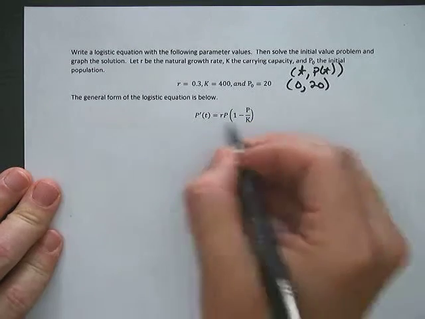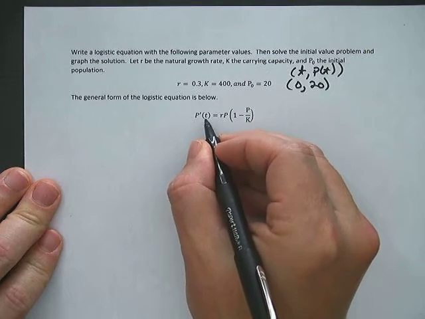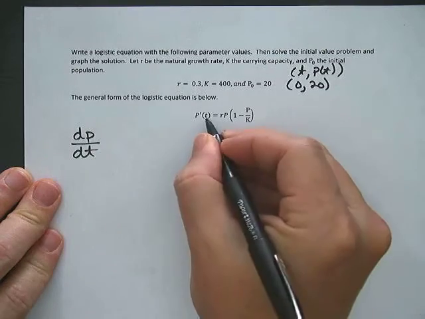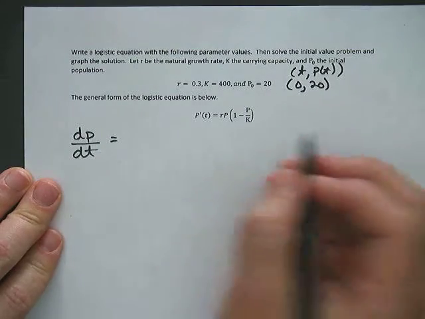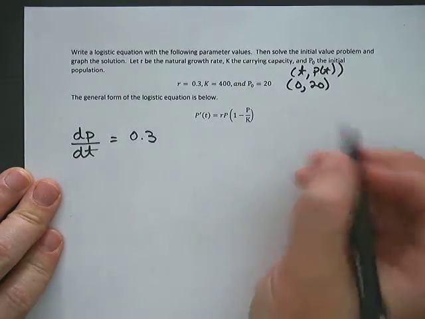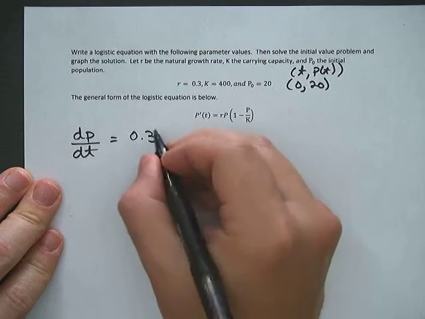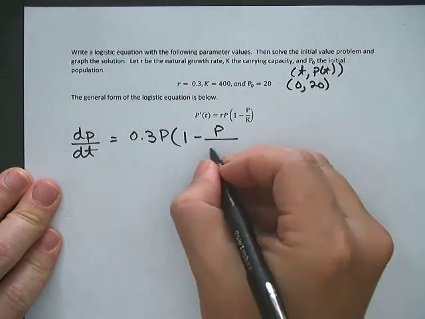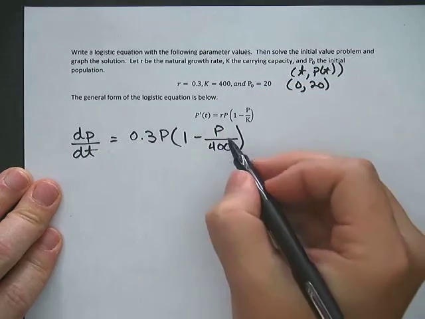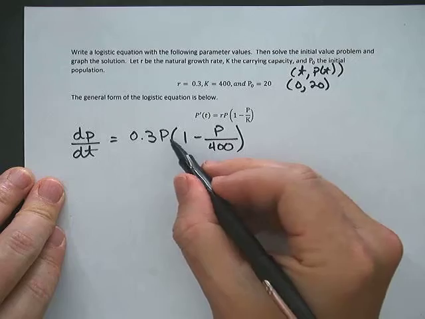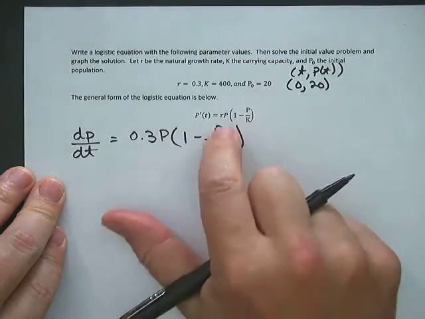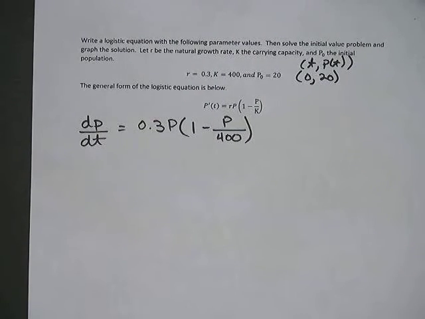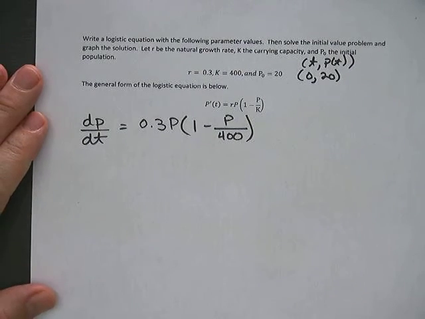So let's change that into dP over dt, which is the same thing as P prime of t, equal to 0.3 times P times 1 minus P over 400 for K. We're not going to put in the 20 here. That's going to come in later because this is an initial condition. This is a variable P. So we need to separate this and turn it into an initial value problem.